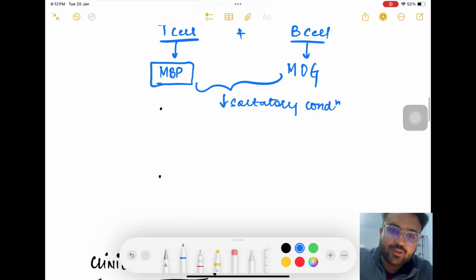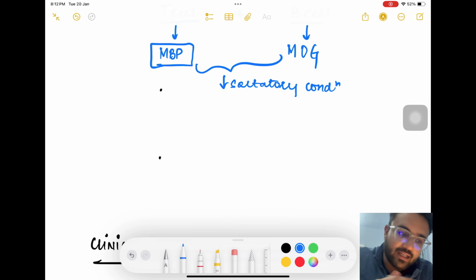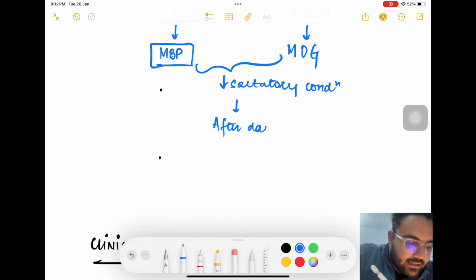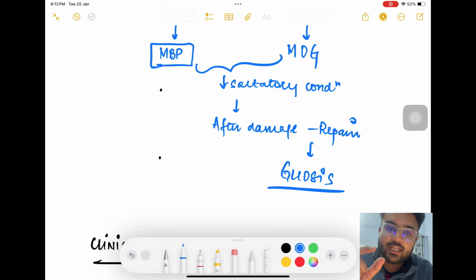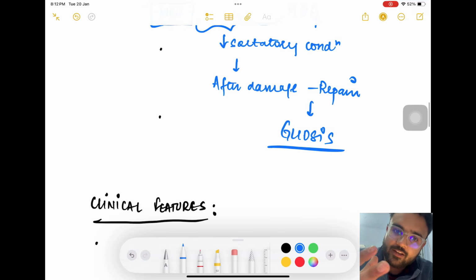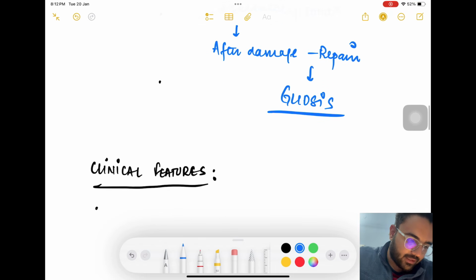When there is damage, the repair process also has to start. How does repair happen in the CNS? That is gliosis. That gliosis is what you see on MRI as Dawson fingers or periventricular collections. Dawson fingers I will also explain.